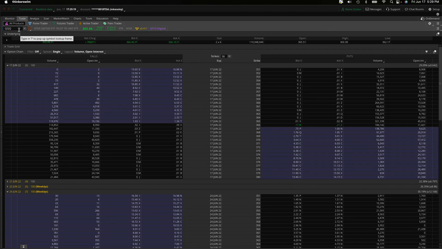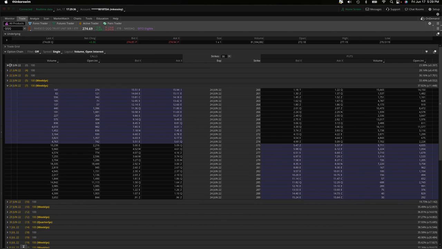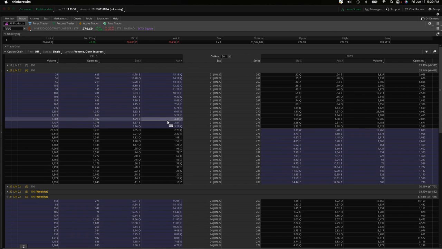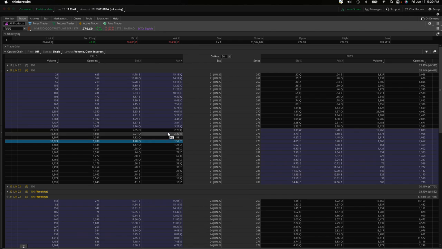So QQQ. All right, it's showing us QQQ now. So we said 278. As of right now, it's at $1. I'm sorry, not the 17th, the 21st. So 278 is at 152. That's a little out of my price range, so I'm going to look at the 280.